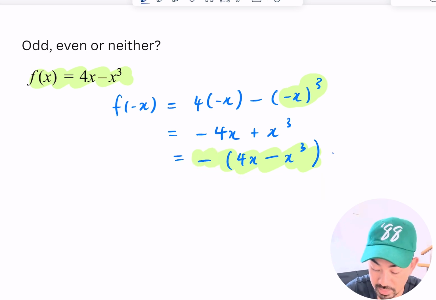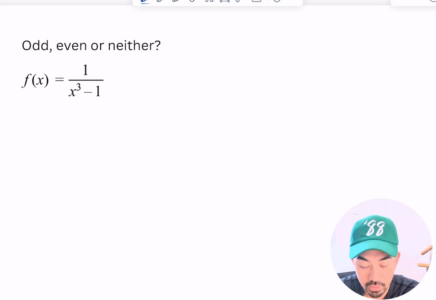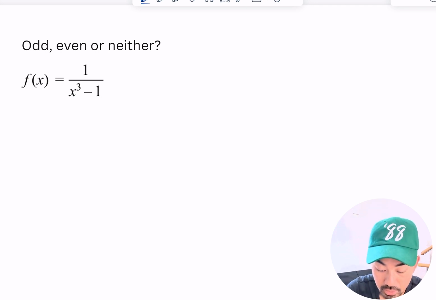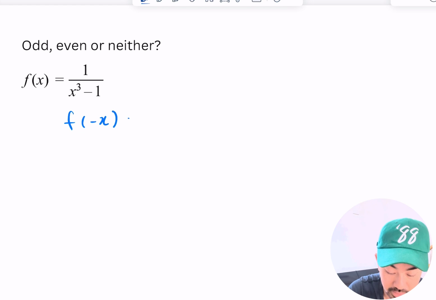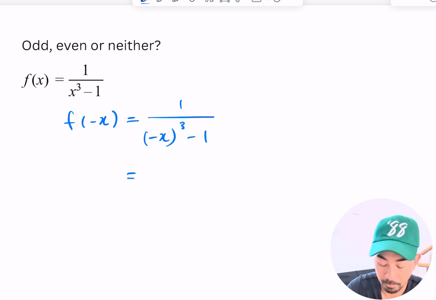So in other words, this is minus f of x. So therefore, it's odd. Okay, let's look at this one now. So f of x is equal to 1 on x cubed minus 1. So substituting minus x into here, I'll have 1 on minus x cubed minus 1.